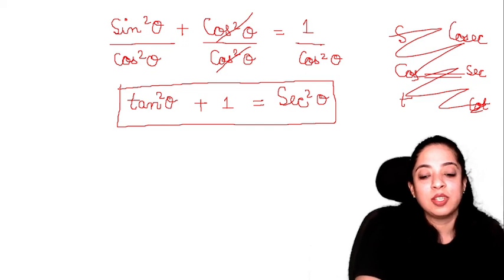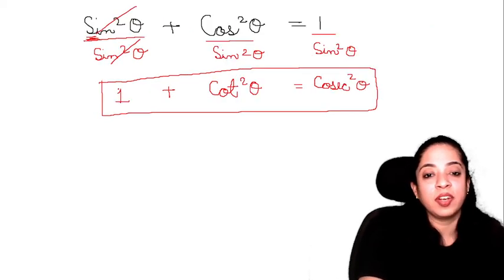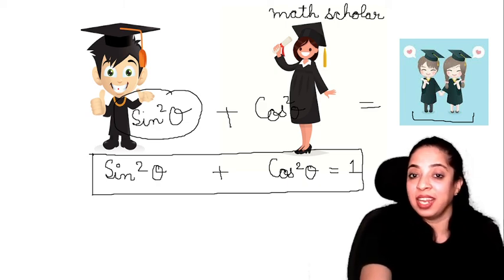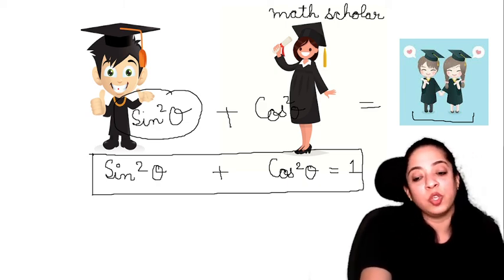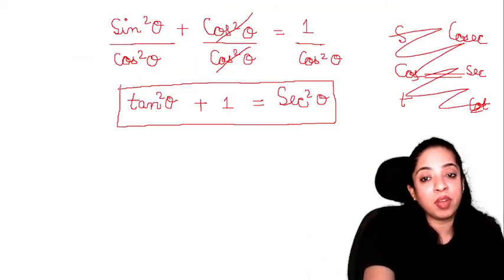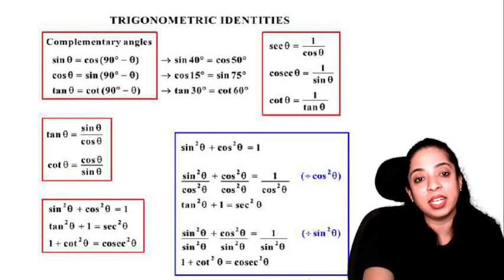Correct? So we have written all three trigonometric identities through this amazing story. If I was sine square theta and you were cos square theta, together we are 1. So you will now never ever forget all three trigonometric identities.